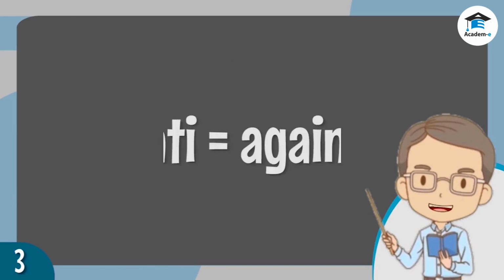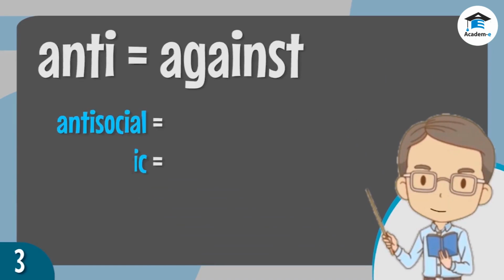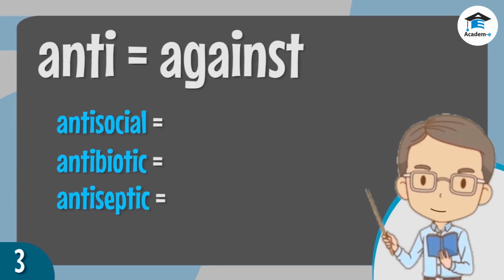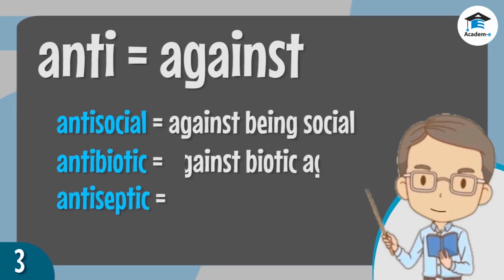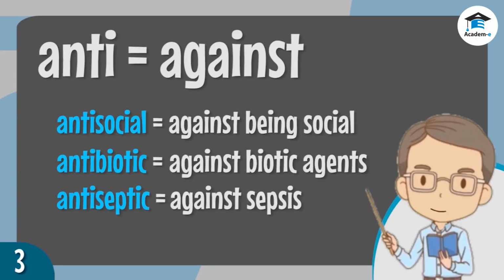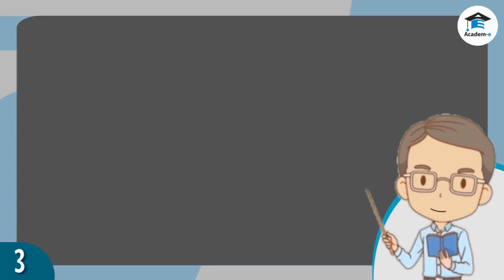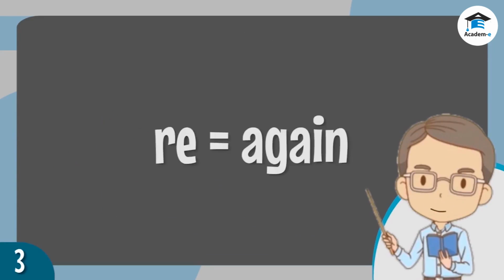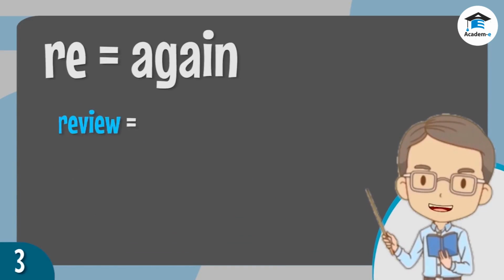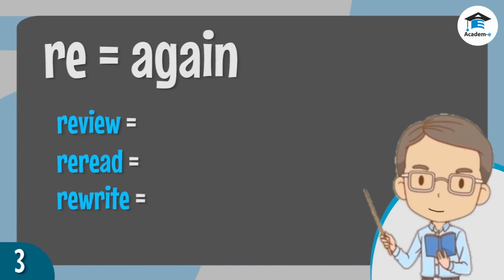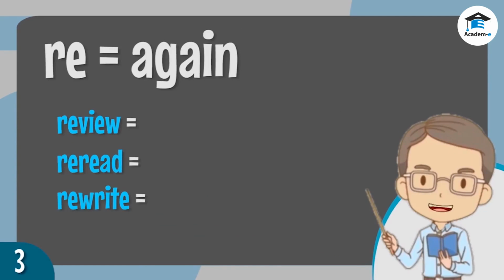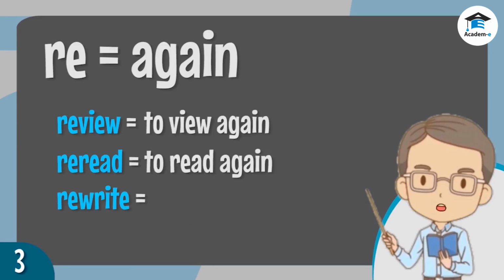Next is the prefix anti, which means against. Examples are antisocial, antibiotic, and antiseptic. Their new meanings are against being social, against biotic agents, and against sepsis. Now let us look at the prefix re. This is a common prefix which means again. Examples of its uses include review, reread, and rewrite. Knowing what re means, do you know the definition of these words? That's right. These mean to view again, to read again, and to write again.